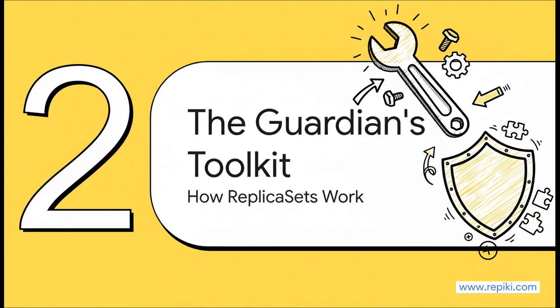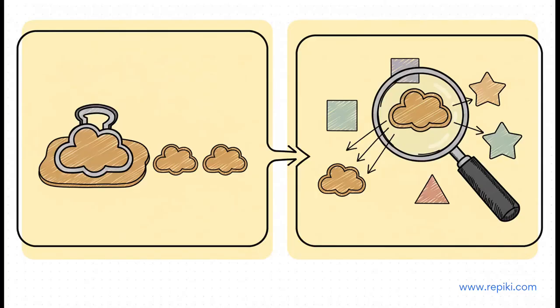So, how does the replica set actually pull off this little magic trick? Well, it uses 2 really simple but very powerful tools. First, it has what you can think of as a cookie cutter. It's a pod template that spells out exactly what a brand new pod should look like. And second, it has glue. This is called a label selector. It's how it scans the entire cluster with maybe thousands of pods and figures out exactly which ones belong to it.